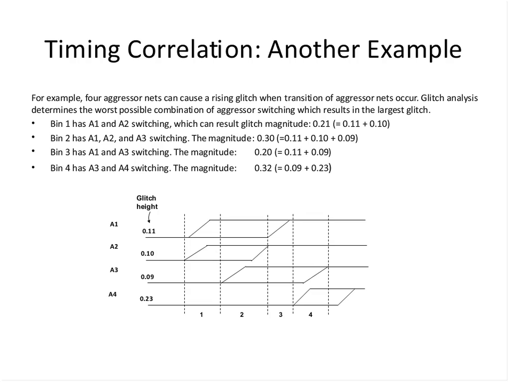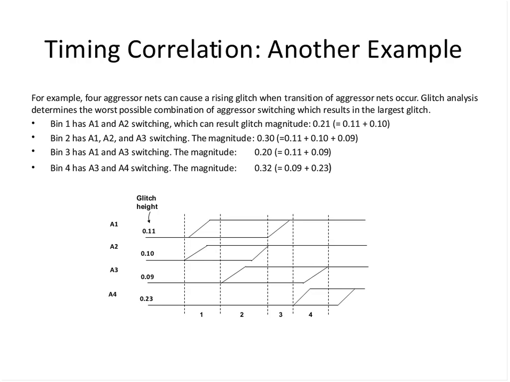So this example is not talking about the direction of the glitch, that is, it is not worried about whether they are rising or falling, it is assuming that all the transitions are happening in the same direction. So this is how PrimeTime does a timing window based calculation, and it is obviously the most accurate. You cannot assume arbitrary timing windows. The timing windows depend on the clock, the clock relationships.